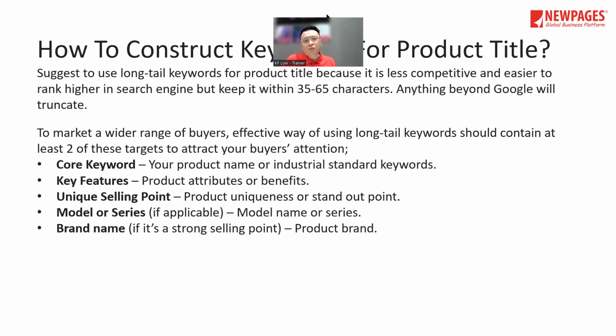In order for you to market to a wider range of buyers, an effective way of using long tail keywords is that it should contain at least these two targets. The first one is your main product, your product name, or industrial standard keywords. What do I mean by industrial standard keywords? Let's say, for example, I'm a roof repair company. You don't have any other standard name to replace the word roof, so you can only use the word roof. This is what we mean by industrial standard keyword.